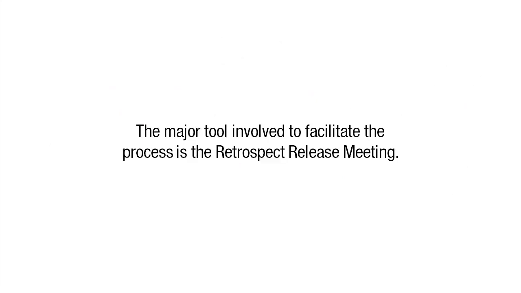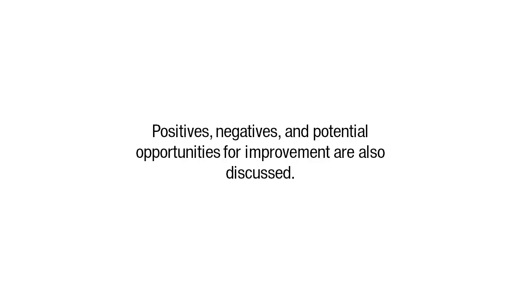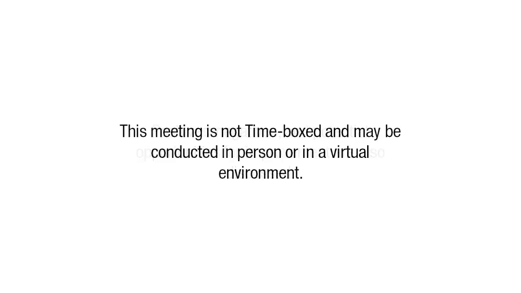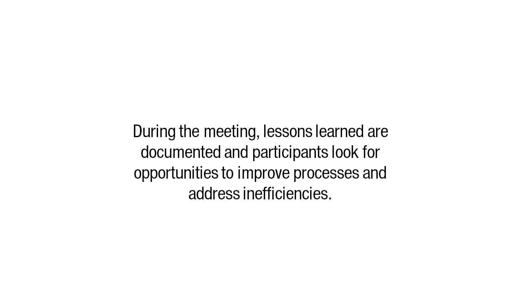Now, tools. The major tool involved to facilitate the process is the retrospect release meeting. The retrospect release meeting is a meeting to determine ways in which team collaboration and effectiveness can be improved in future projects. Positives, negatives, and potential opportunities for improvement are also discussed. This meeting is not time-boxed and may be conducted in person or in a virtual environment. Attendees include the project team, Chief Scrum Master, Chief Product Owner, and stakeholders. During the meeting, lessons learned are documented and participants look for opportunities to improve processes and address inefficiencies.